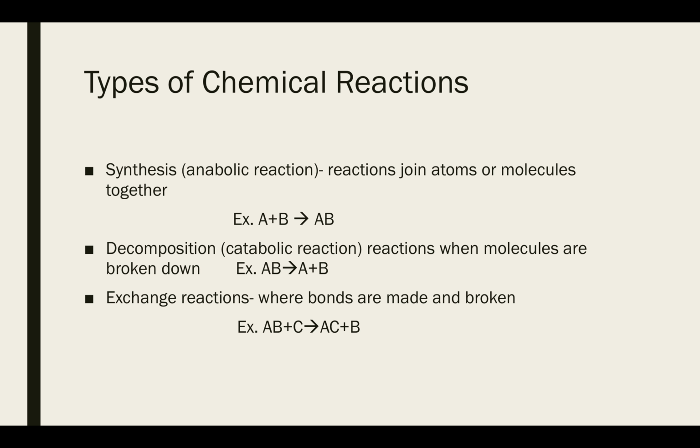Now there are going to be 3 different types of chemical reactions. The first one is synthesis, or an anabolic reaction. These reactions join atoms or molecules together. The example given is A plus B yields AB. The next one is decomposition, which is a catabolic reaction. That is a reaction when molecules are broken down. So that is taking AB and breaking it back down to A plus B. And exchange reactions are where bonds are made and broken. The example given is AB plus C yields AC plus B.